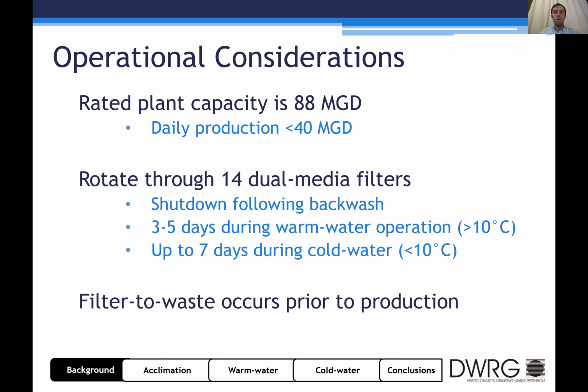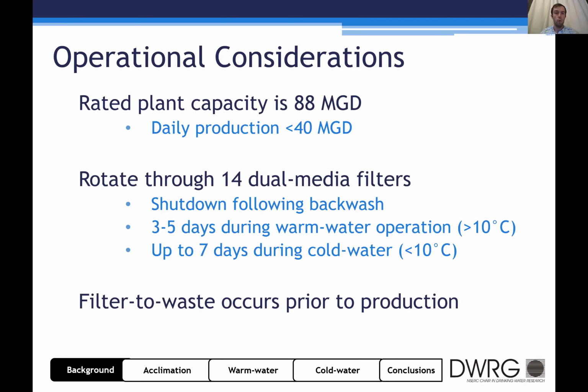This shutdown period during warm water in the summer months may be as long as 3 to 5 days, but in cold water conditions, it could be 7 to 10 days. Typically not longer than 7, but there are some situations with low water demand where they may have a filter sit for up to 10 days at a time. And then before they bring these filters back online, they provide filter to waste to reach a turbidity target, I believe about 0.04 NTU.